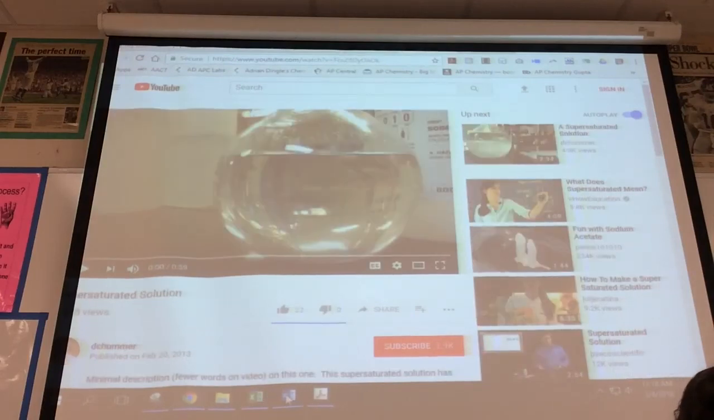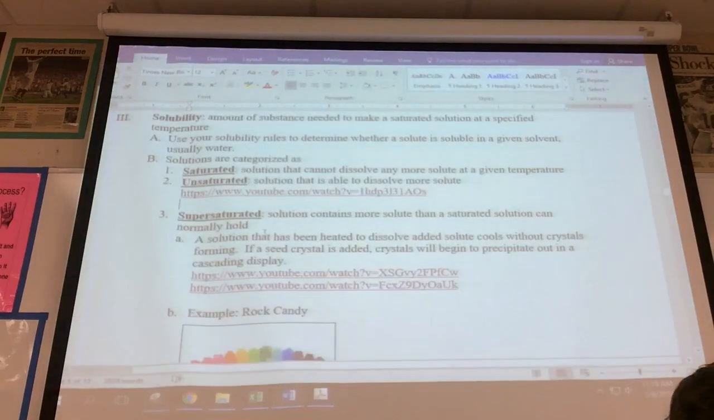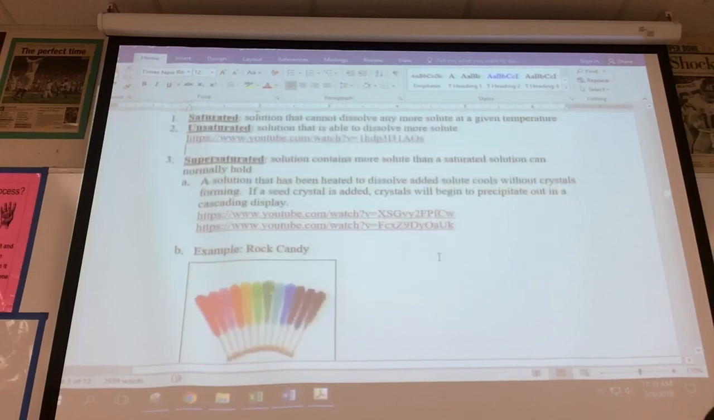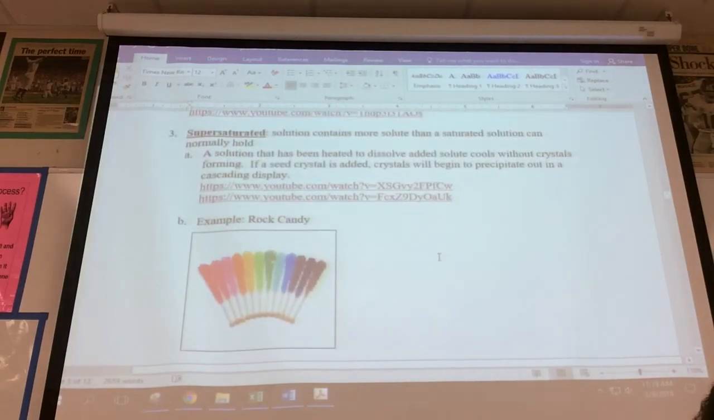And this is actually very cool. A supersaturated solution contains more solute than a saturated solution can normally hold. And typically what you've done here is you've dissolved solute in solvent, you've heated it up. If you add a seed crystal, and you'll see that in just a sec, the crystals are going to precipitate out and you get this whole cascading display. And you see this with your very sugary foods, for example, rock candy, which I'm sure you've had at carnivals, etc. This is a supersaturated solution of sucrose in water.